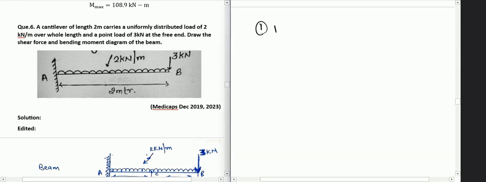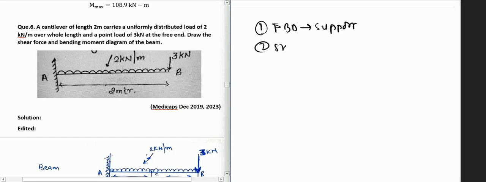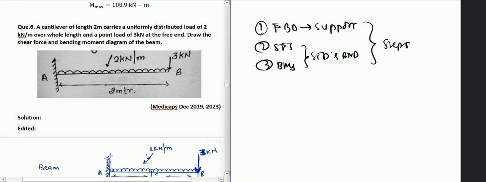As you know, firstly we need to make the FBD to find the supports. Then we need to find the shear forces and bending moments to make the SFD and BMD diagrams. So these are the steps. Let us follow the steps and come up to the answer. Firstly, we need to make the FBD.